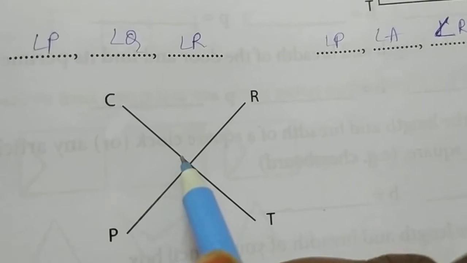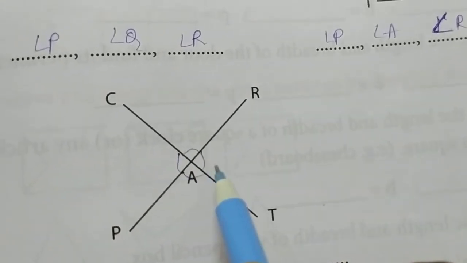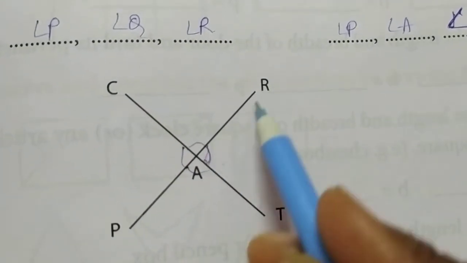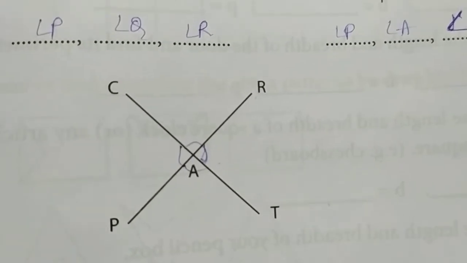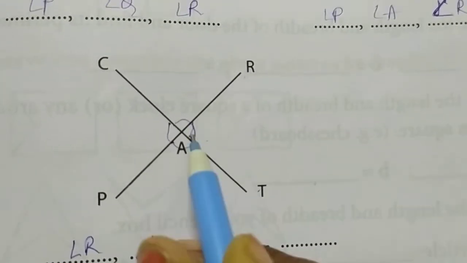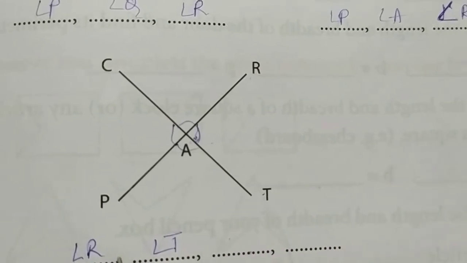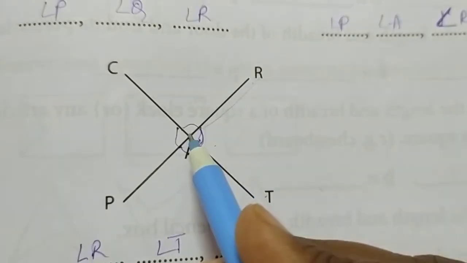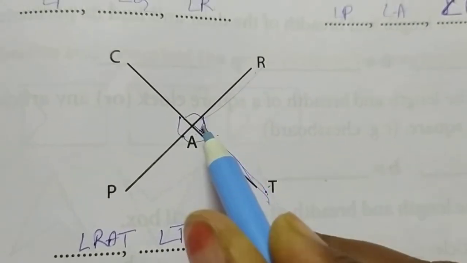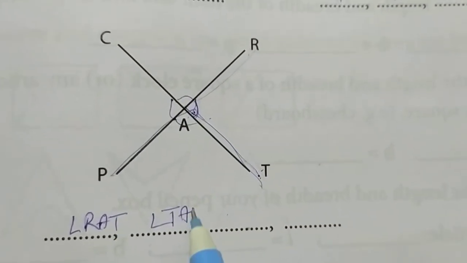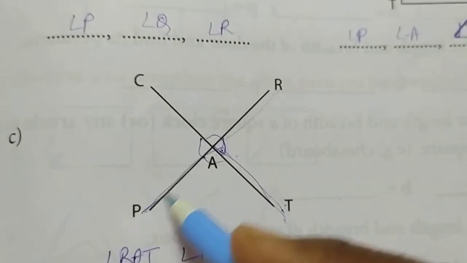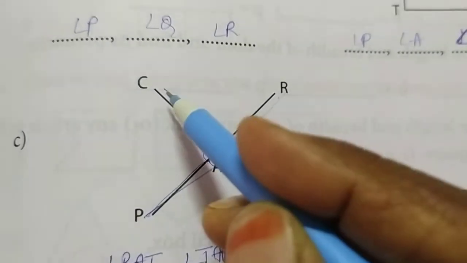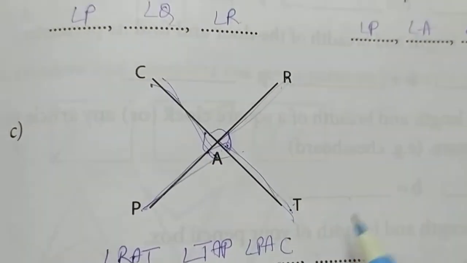And here, so this you can write as angle RAT, angle TAP, angle PAC, angle CAR.